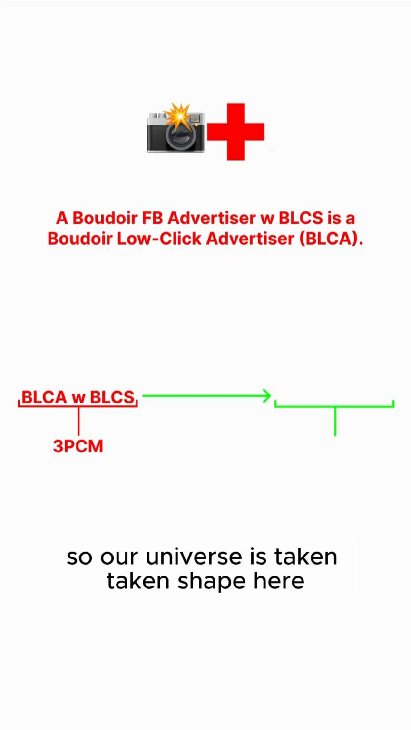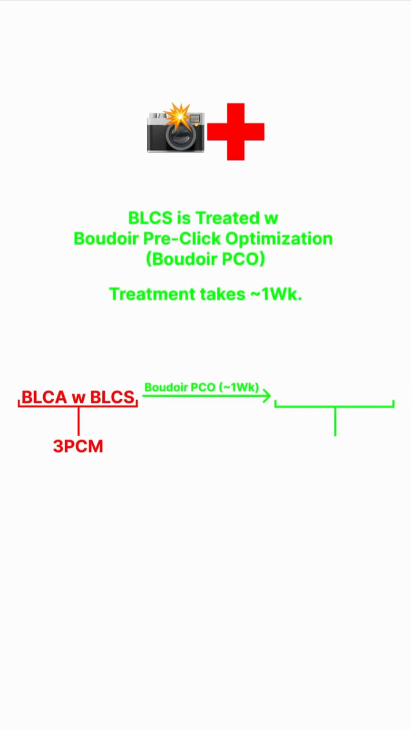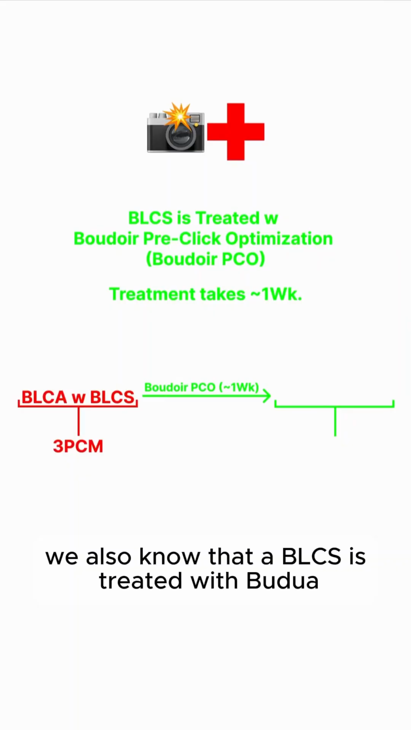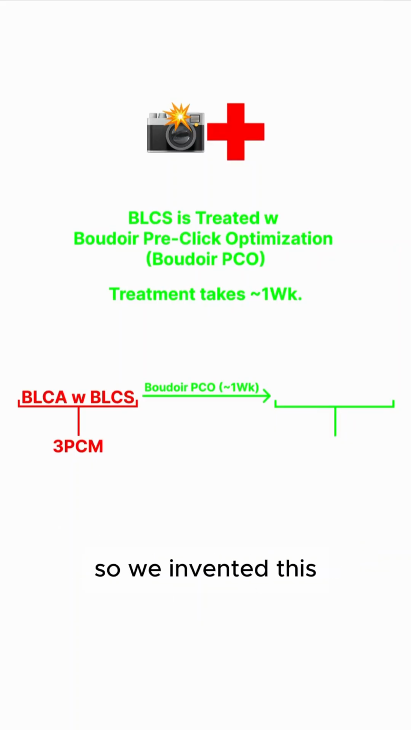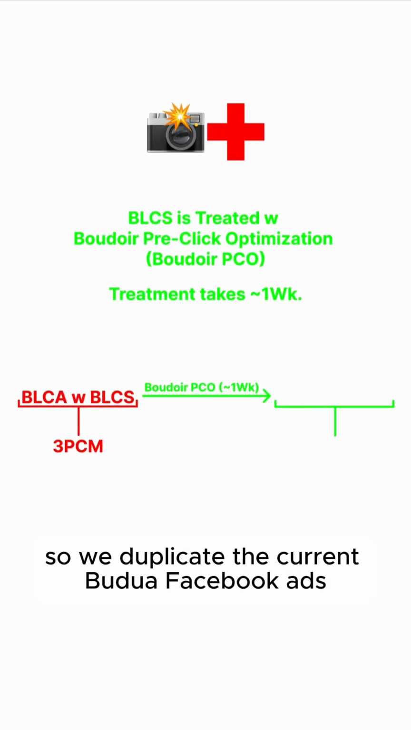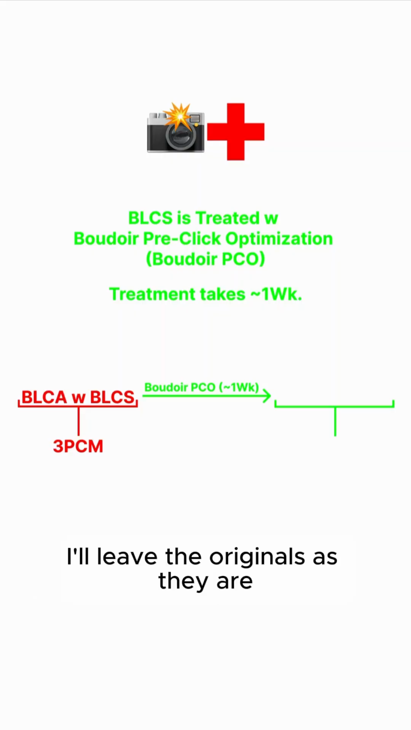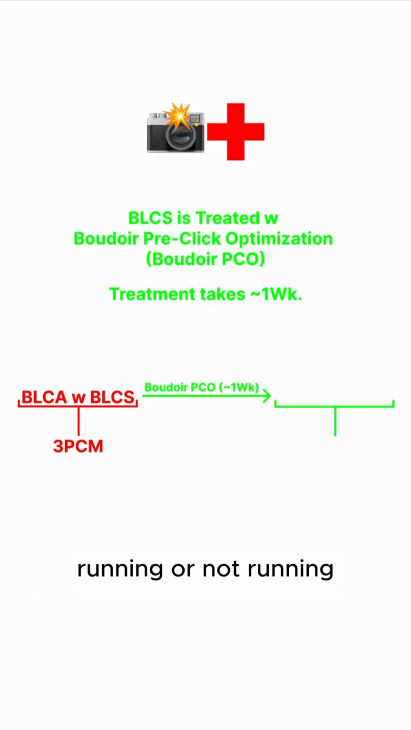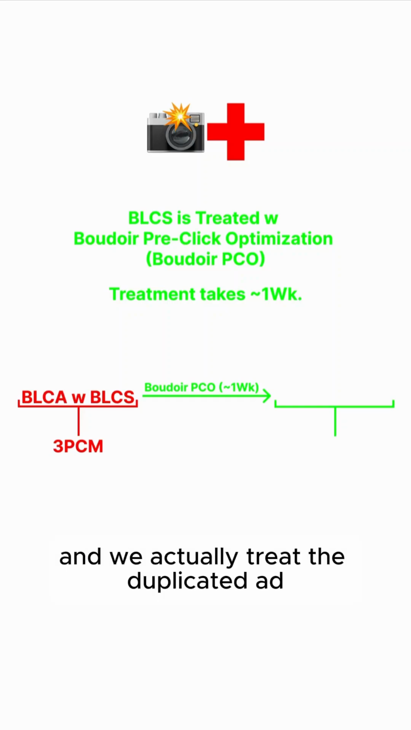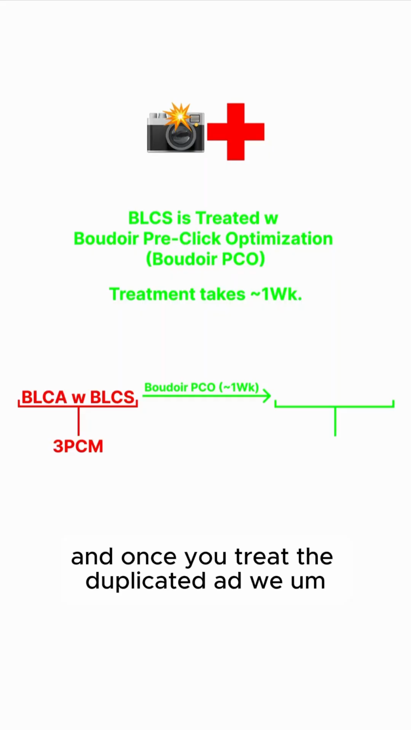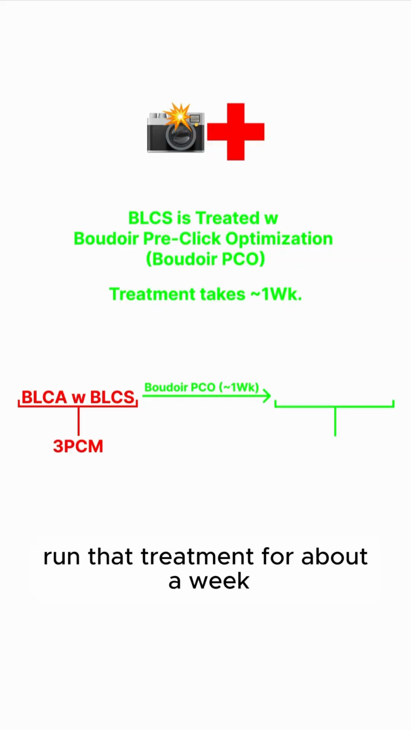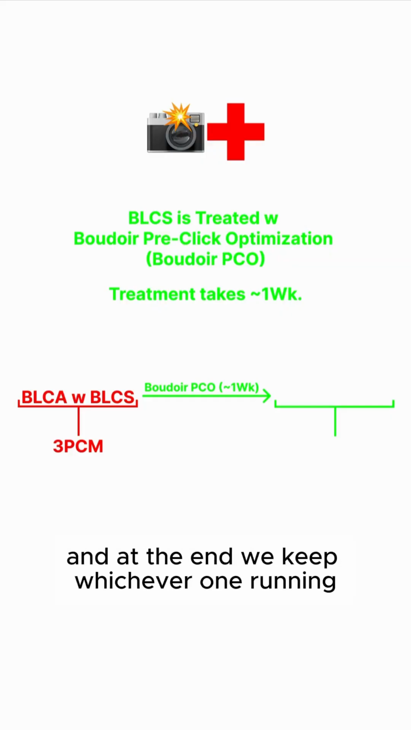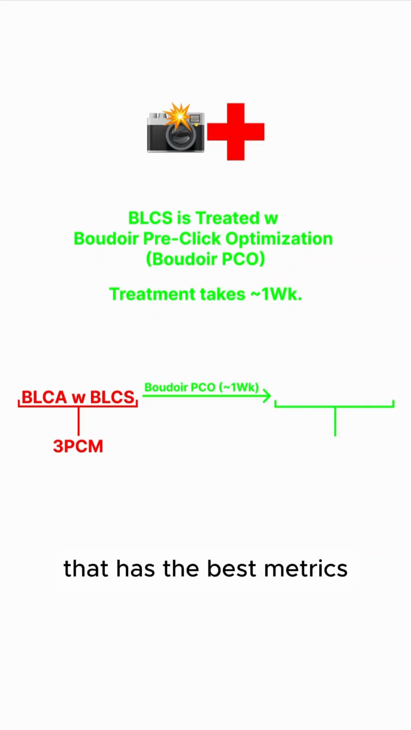So our universe is taking shape here. We also know that a BLCS is treated with Boudoir pre-click optimization, aka Boudoir Pico, and treatment takes about a week. So we invented this. We duplicate the current Boudoir Facebook ads, leave the originals as they are, running or not running, and we actually treat the duplicated ad. And once we treat the duplicated ad, we run that treatment for about a week, and at the end, we keep whichever one running has the best metrics.